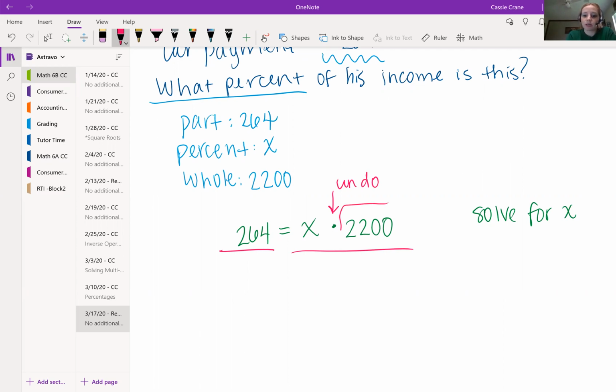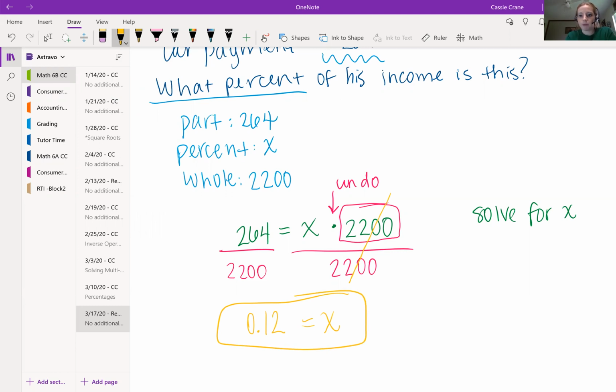Well, what is attached to x? 2,200. So we're going to divide both sides by 2,200. This way, when we divide 2,200 by 2,200, it equals 1, so we have 1x left here. Okay, that's what our goal was, to get x by itself. So those canceled out to give us x. 264 divided by 2,200 gives us 0.12.